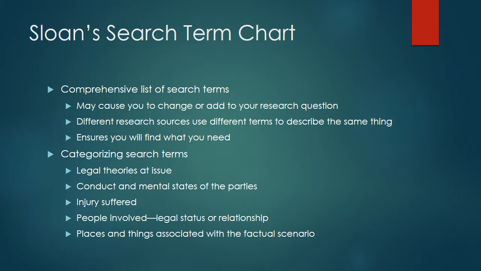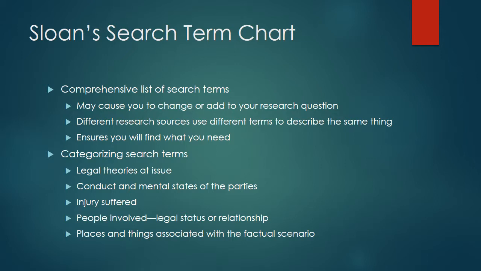The Sloan search term chart is in the Sloan book, Researching the Law, Finding What You Need When You Need It. And again, this is just a third method of generating search terms. TAPP is a method of generating search terms, TARP is a method of generating search terms, and Sloan's search term chart is a method of generating search terms.